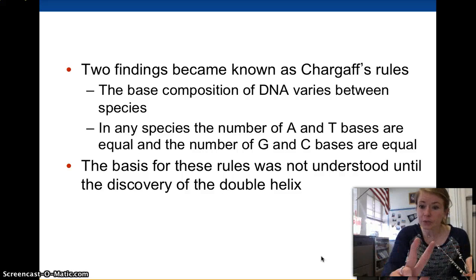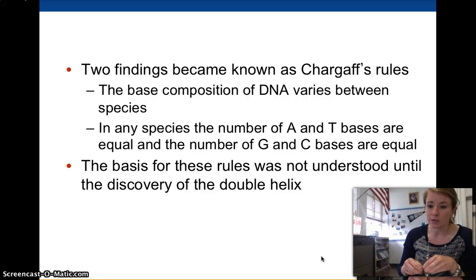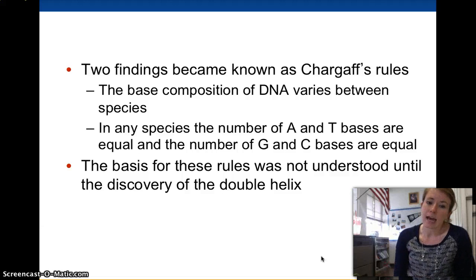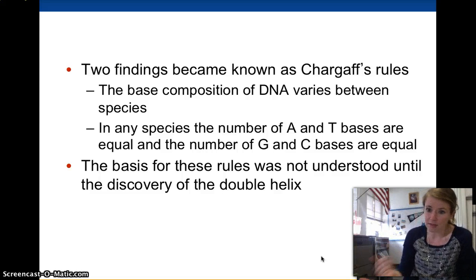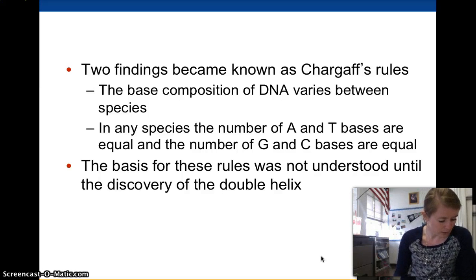And there's two rules that became known as Chargaff's rules, and you'll need to know these. The first is that the base composition of DNA varies between species. So our base pairs are going to be really different than a monkey's, a banana's, a snail's, and a bacteria's. So that's really important. The second one was the ratios of certain bases will always equal each other.